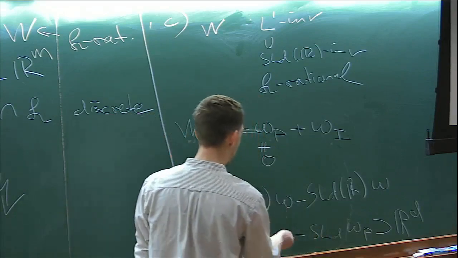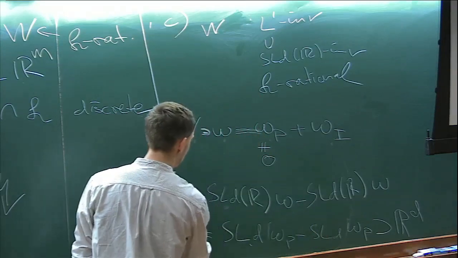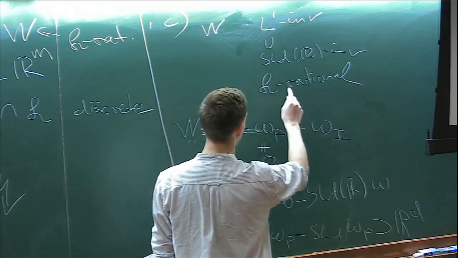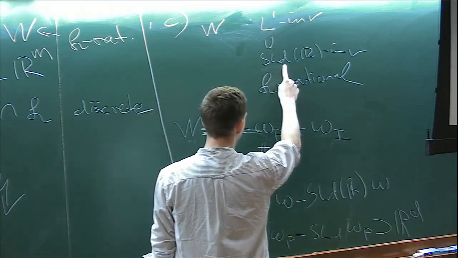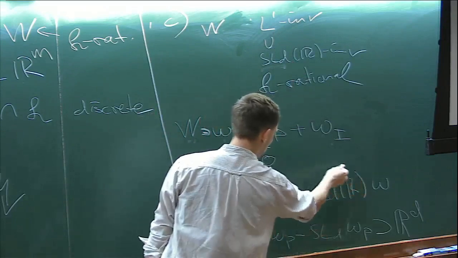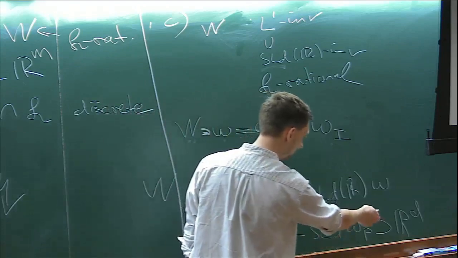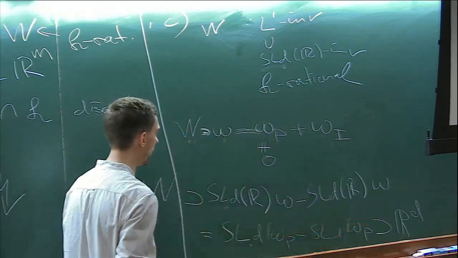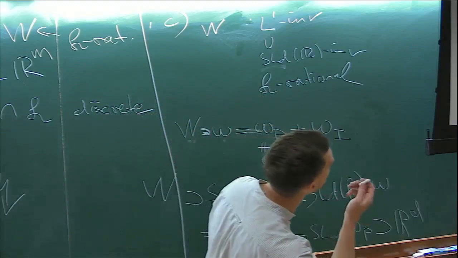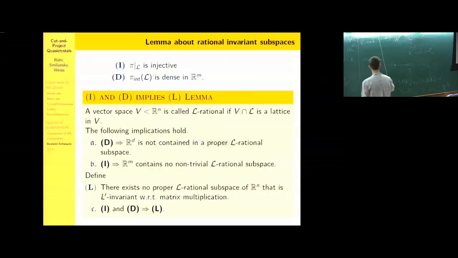But now you see that since the space we assumed is L prime invariant and SLDR invariant, this set is contained in W. So we've shown that the physical space is contained in this W, which will contradict D. So contradiction of D. Okay. So that's the proof of the lemma, the only proof I give today.